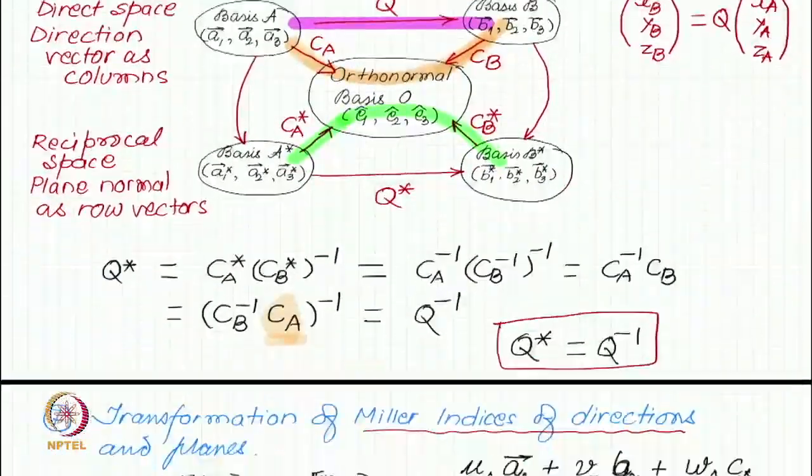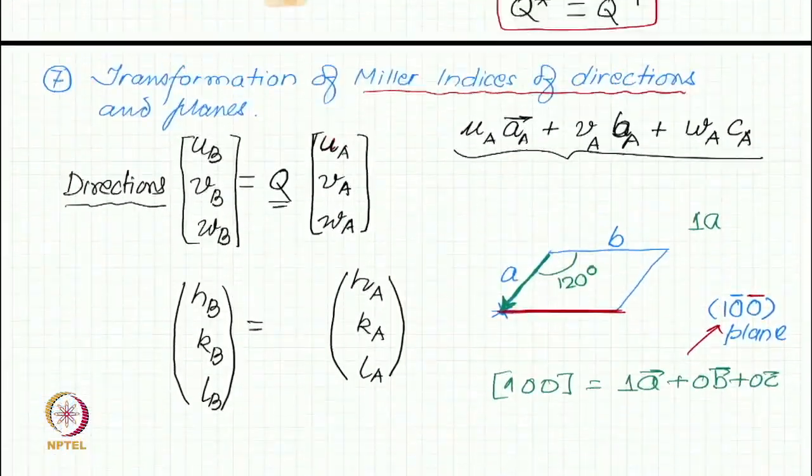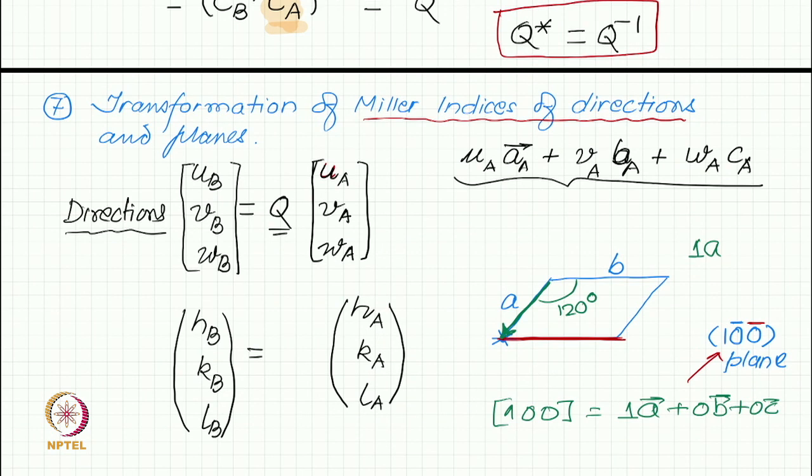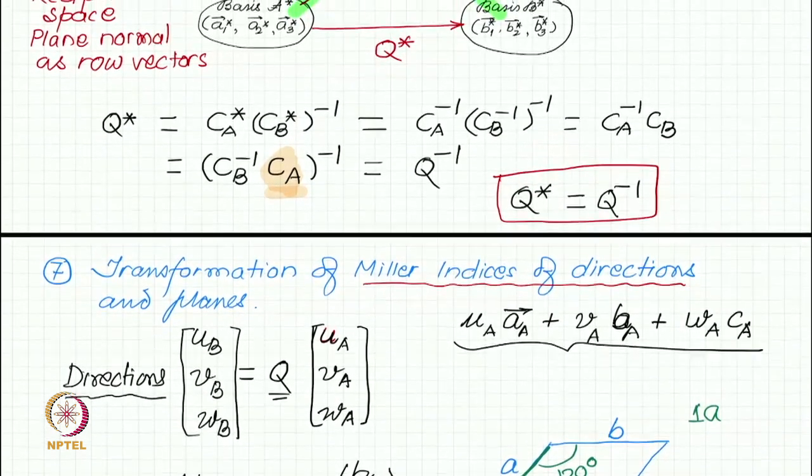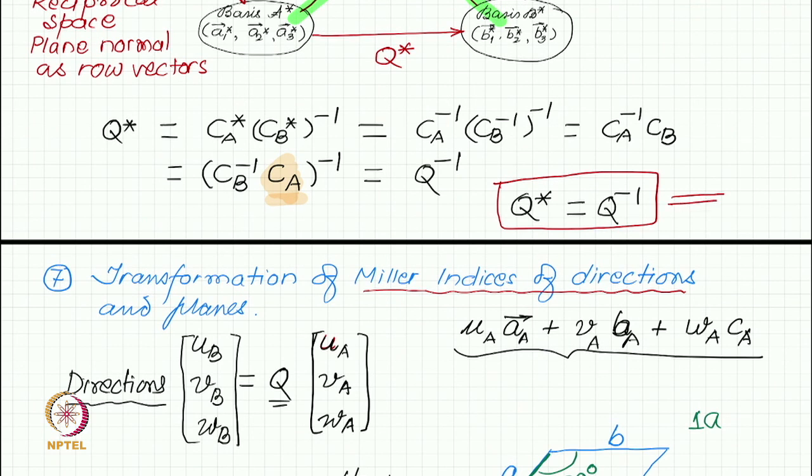Now, we come back again to this exercise. So, we can consider them as plane normals, but we should remember that we are in reciprocal space. So, that means we are transforming now not a direct space vector, but a reciprocal space vector, and we have established that relation, that how do we transform the reciprocal space vector?